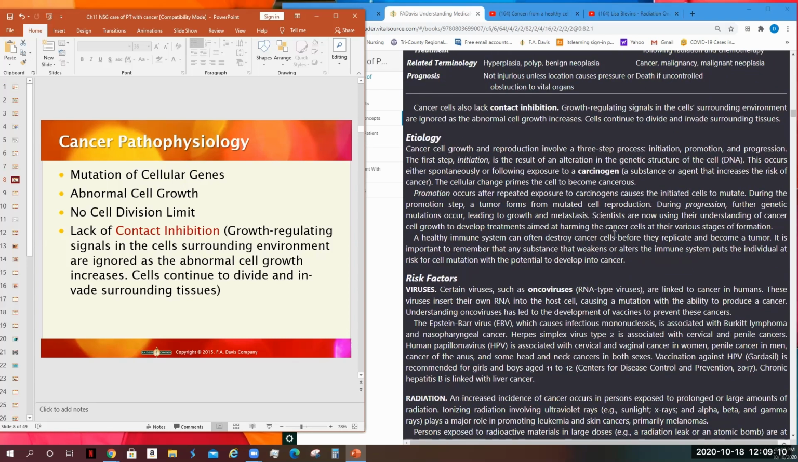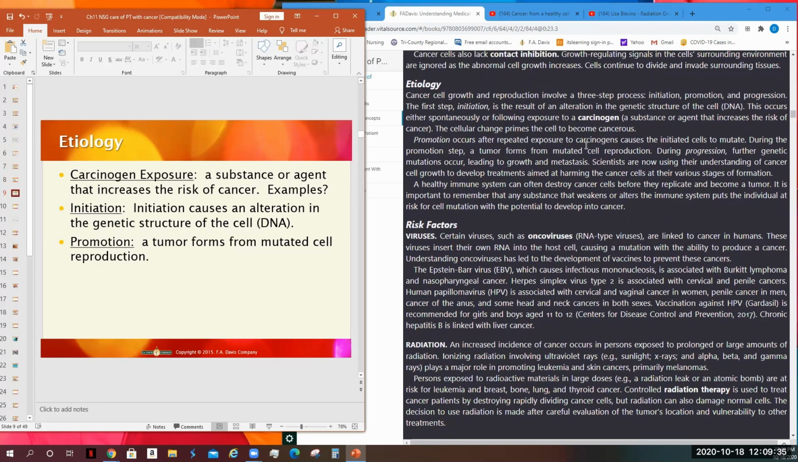Cancer cells also lack contact inhibition. Growth-regulating signals in the cell's surrounding environment are ignored as the abnormal cell growth increases, and the cells continue to divide and invade surrounding tissues. Etiology. Cancer cell growth and reproduction involves a three-step process: initiation, promotion, and progression. The first step, initiation, is the result of an alteration in the genetic structure of the cell, the DNA.